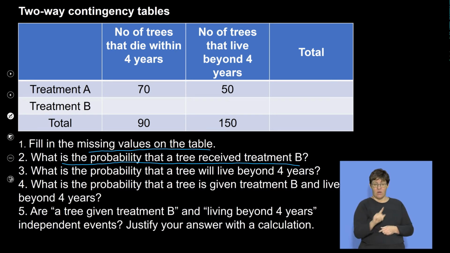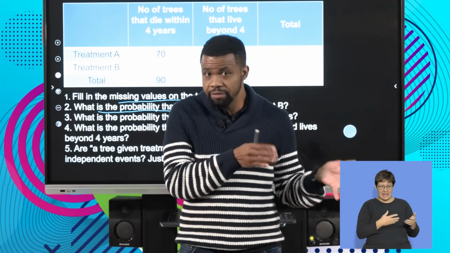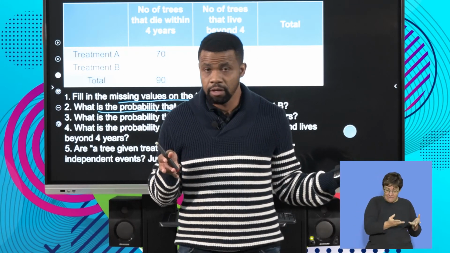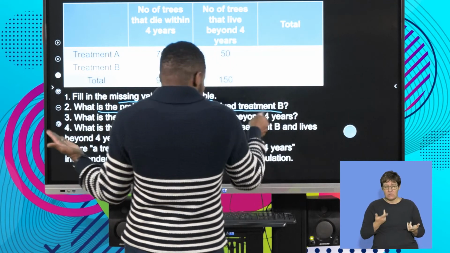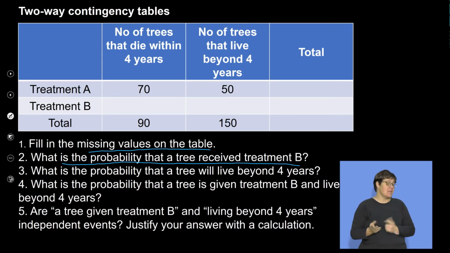Because remember, we have two treatments, A and B. So at random, any tree can receive any treatment, A or B. Are we all together? So what is the probability that a tree receives treatment B? What is the probability that the tree will live beyond 4 years? And our fourth problem: what is the probability that the tree is given treatment B and lives beyond 4 years?